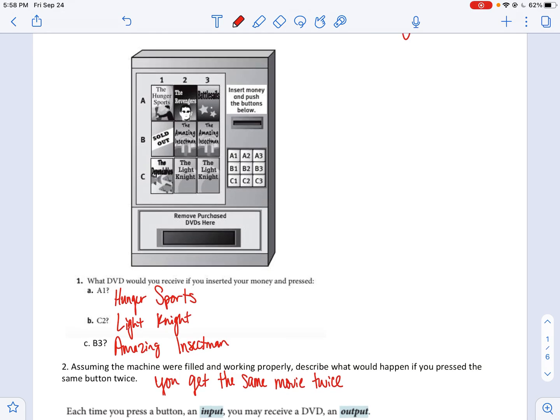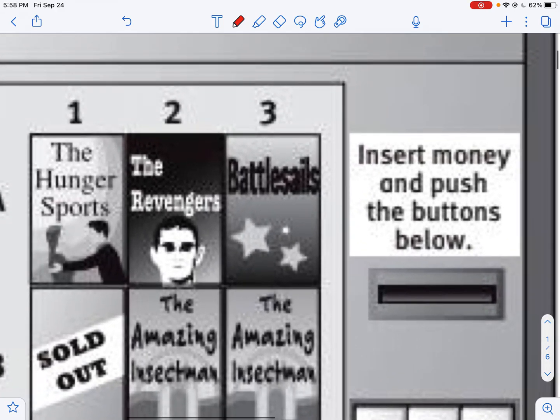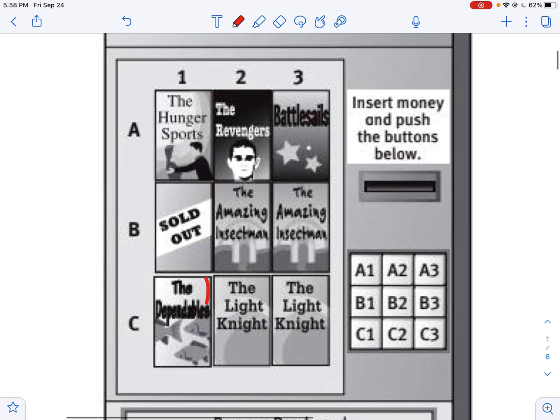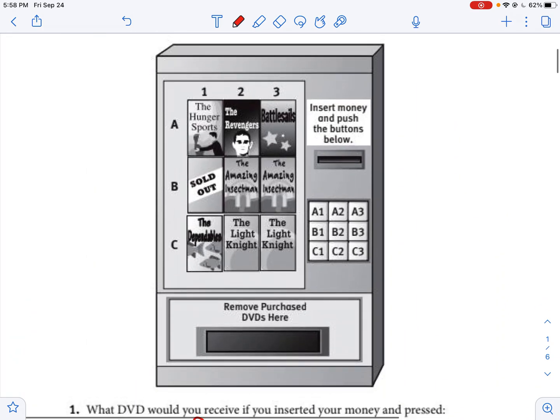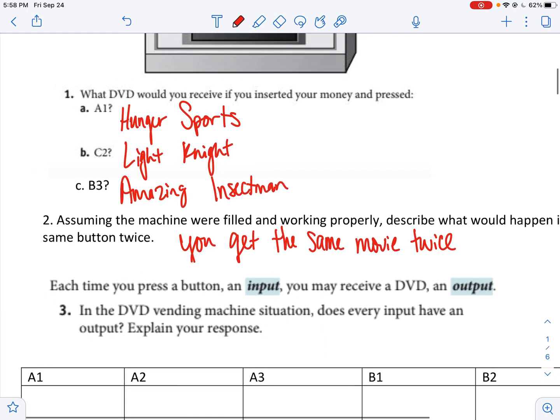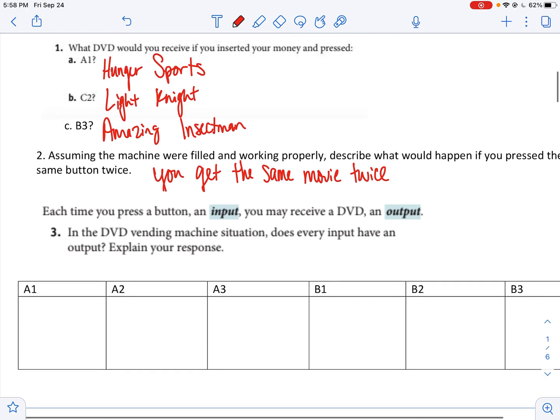So each input has exactly one output, if you have movies here. This input only has one output. A2 only gives you the Revengers, or B3 only gives you the Amazing Insect Man, or C1 only gives you the Dependables. So every time you press a button, an input, you receive a DVD, an output.